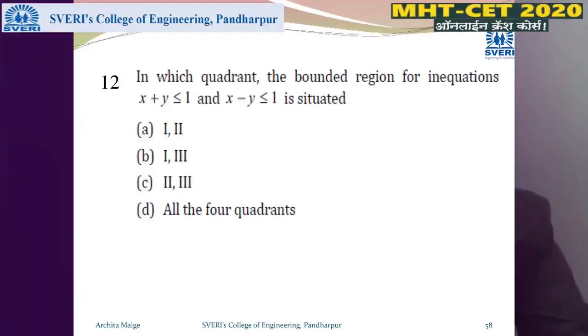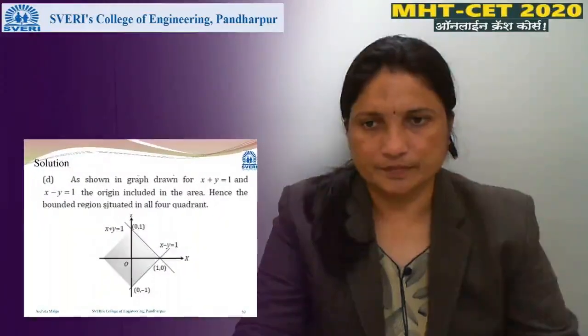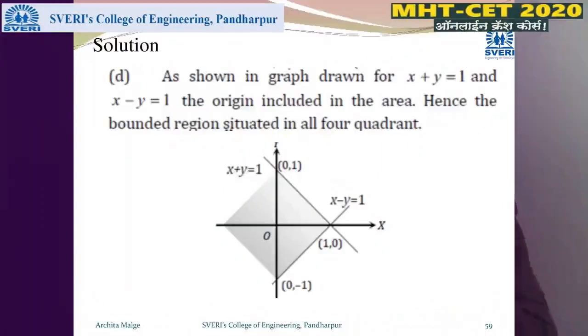So here we have the equations x plus y is equal to 1 and x minus y is equal to 1. So x plus y equal to 1, and by using x minus y is equal to 1, we are getting that point of intersection. So here in this graph, the area including the origin is the bounded region situated in all four quadrants.